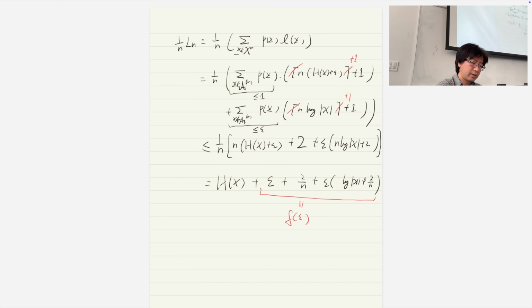Or we let this be less than or equal to delta epsilon, whatever. Then this will become 0 when epsilon goes to 0 and n goes to infinity. And then we're good, and we have proved that the average length of the code is less than or equal to entropy plus an arbitrarily small number. Any questions? Okay, then we're done.